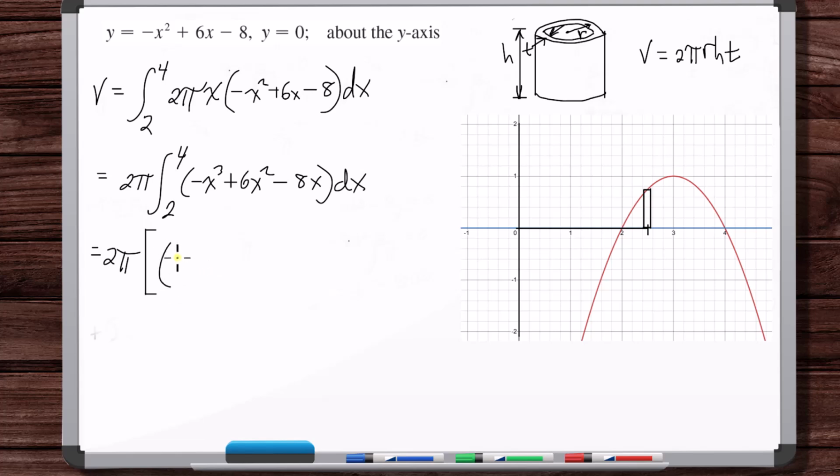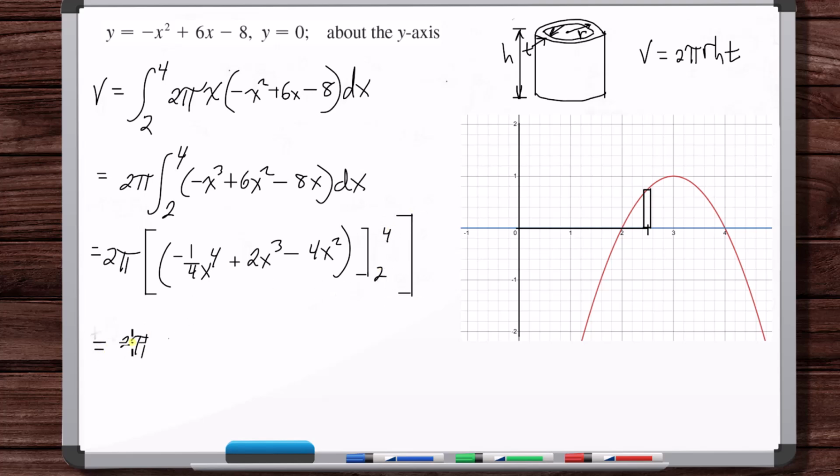So we've got minus 1/4 x to the 4th plus, would it be 2x cubed? So you take this derivative, that's 6x squared, yep. Minus 4x squared, yeah. Okay, evaluated from 2 to 4.